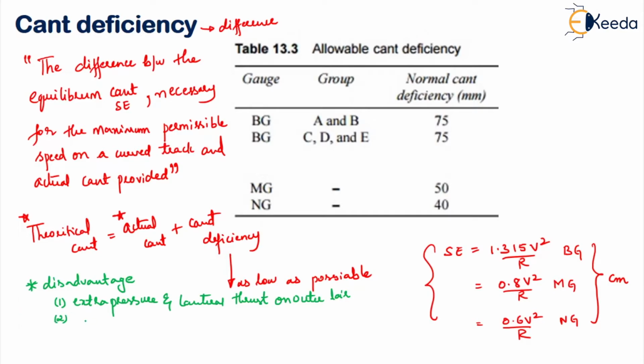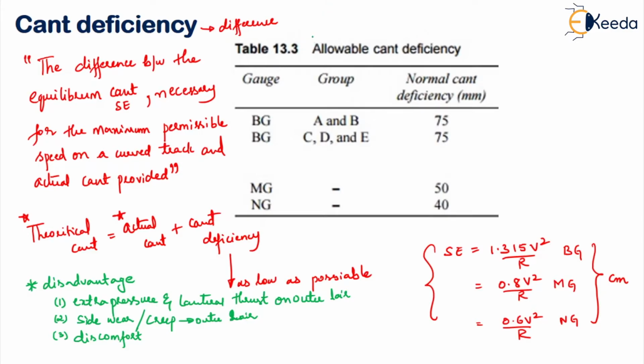Then the second disadvantage is it will result in side wear. So if there is cant deficiency, it will result in side wear as well as creep of the outer rail, especially the outer rail, because all these are on curved tracks, right? Then the third one being discomfort to the passenger. So if there is a huge cant deficiency, there will automatically be discomfort to the passengers who are traveling in that particular train or on that particular track. So these are the disadvantages.